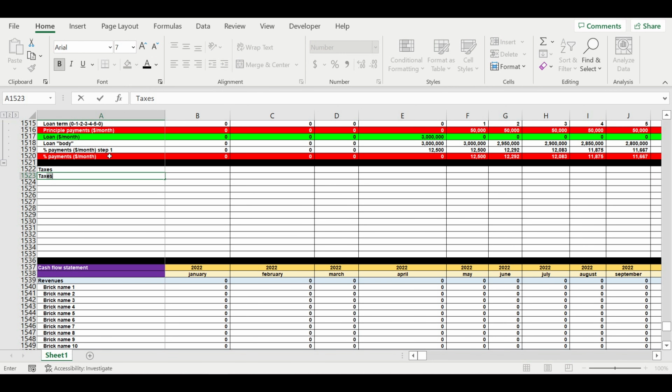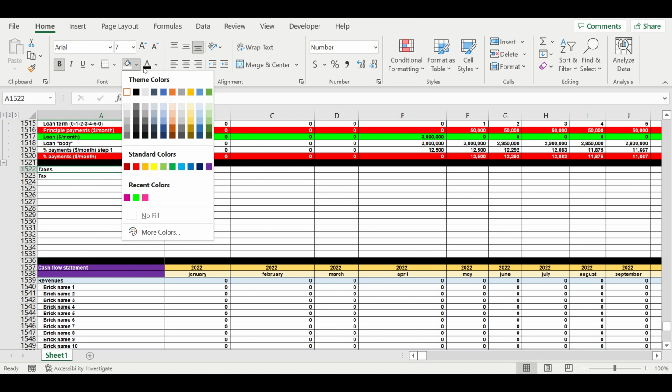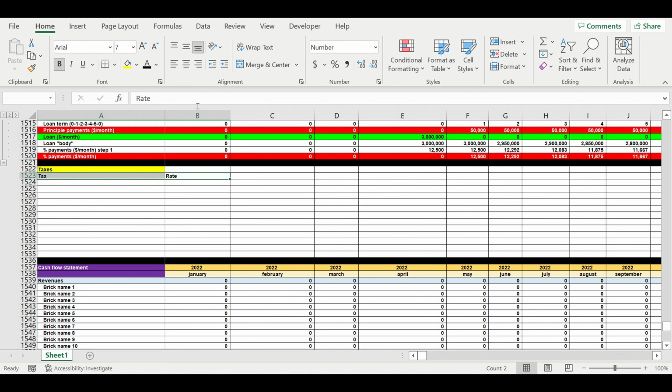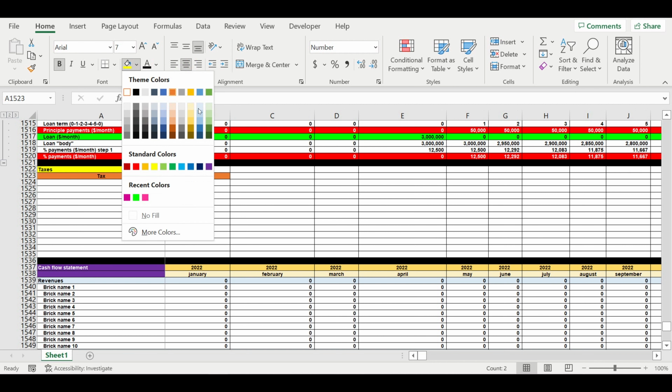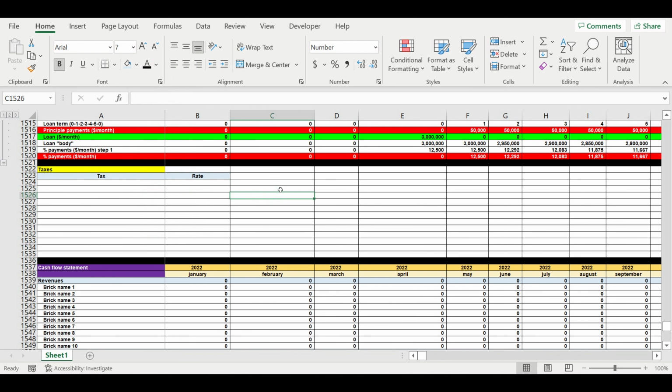Tax, then here we have the rate. So for example, here will be revenue tax, profit tax, payroll tax, then asset tax.